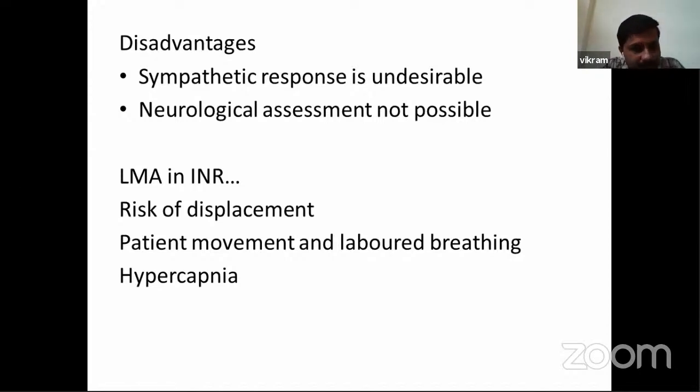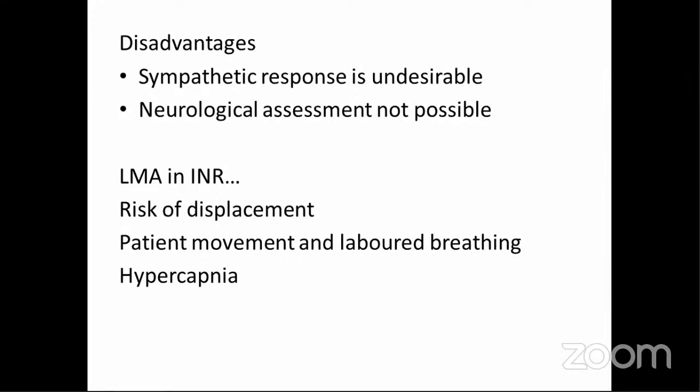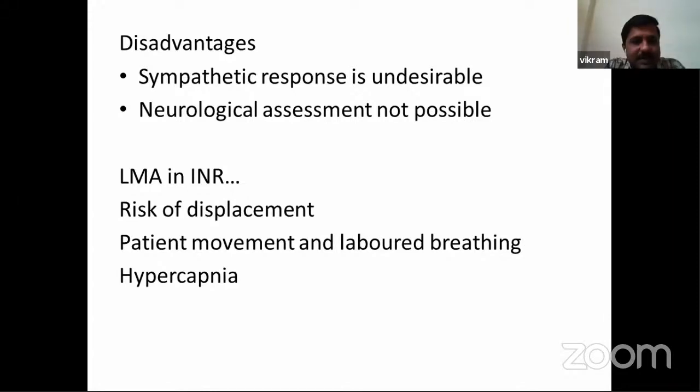And the role of LMA for these INR procedures, our experience is limited, but there are certain reservations, like there's always risk of displacement, and reinserting the LMA might be difficult since the access to the airway is not good. And the other disadvantages, the patient can move and there can be labored breathing in lighter planes of anesthesia, and hypercapnia is another disadvantage, especially when the patient is spontaneously breathing and is in deeper planes of anesthesia. But still LMA is a possibility. Only thing, we have to choose the patient wisely.